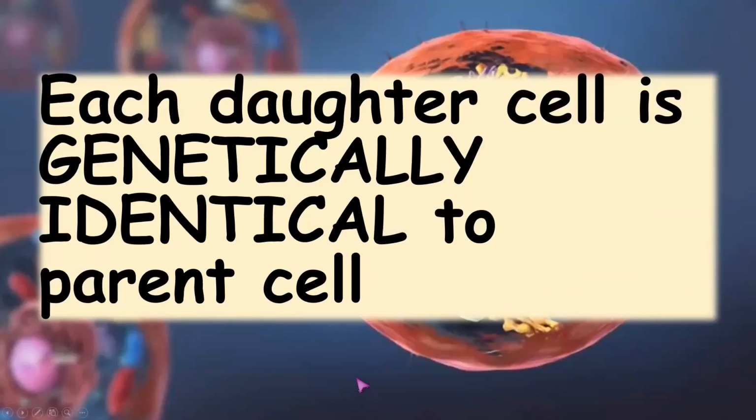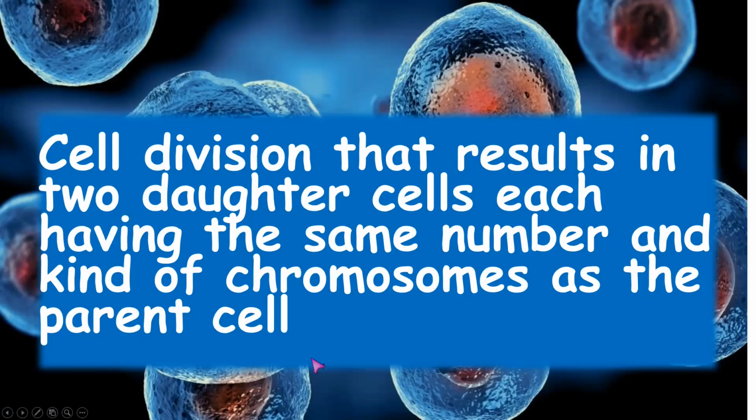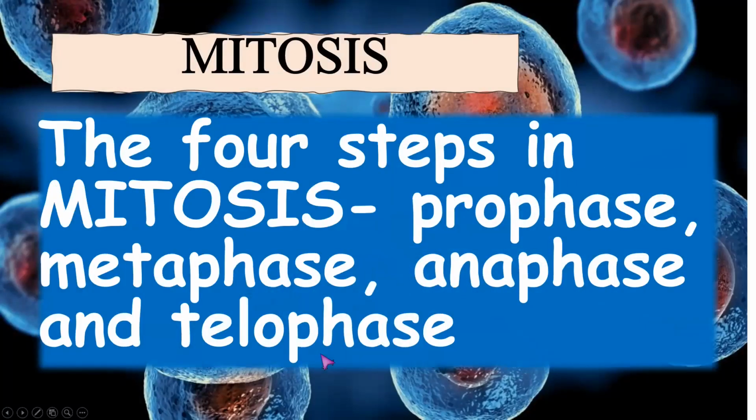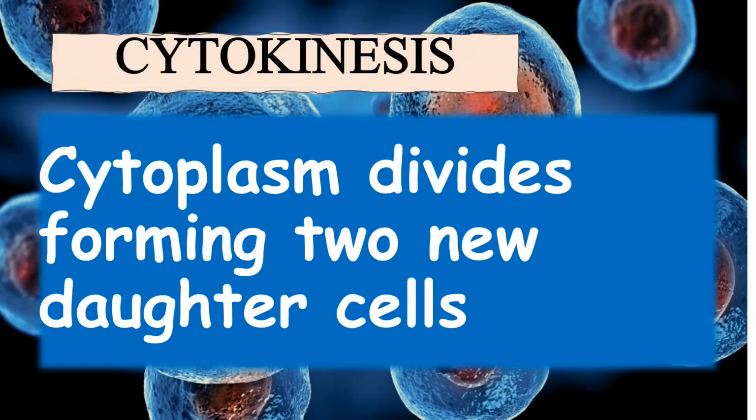Each daughter cell is genetically identical to the parent cell, like in binary fission. Cell division that results in two daughter cells, each having the same number and kind of chromosomes as the parent cell. And that is the first one, mitosis. In mitosis, there are four steps to follow. One is prophase, followed by metaphase, third, anaphase, and last, telophase. The cytoplasm divides, forming two new daughter cells after that. So we call it cytokinesis.